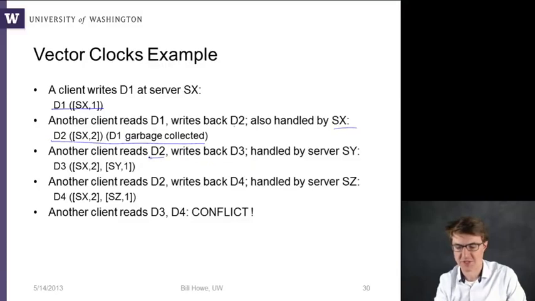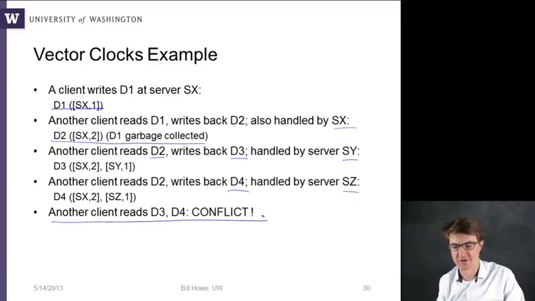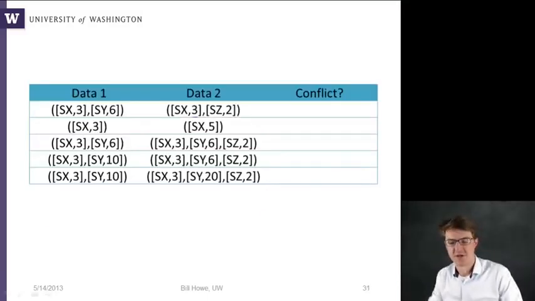Then separate clients read D2 and write back D3 and D4 on two different servers, SY and SZ. And then another client reads D3 and D4 and notices and finds that there's a conflict. The system reports that there's a conflict to be handled. Okay, so let's practice with these.